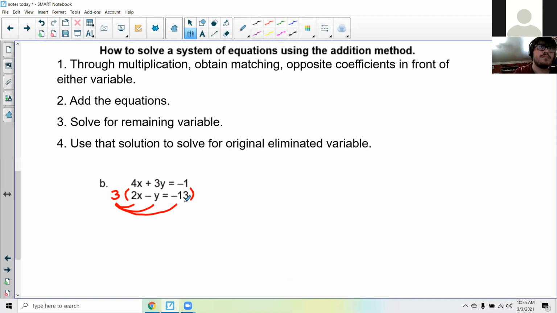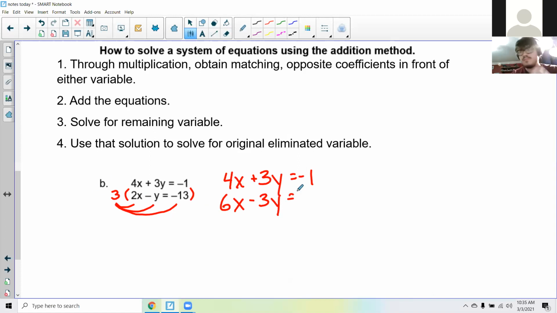Sometimes you might multiply both equations to get some number in common. So I'm going to rewrite the top. The top is just 4x plus 3y equals -1. The bottom equation now is 3 times 2x, which is 6x. 3 times -y, which is -3y. And 3 times -13 is -39.